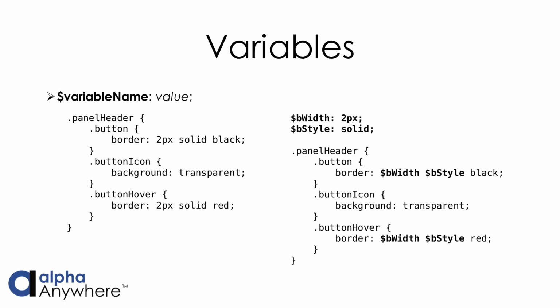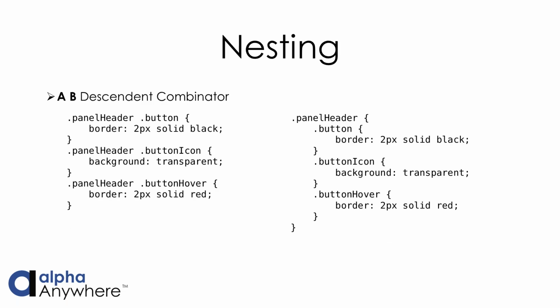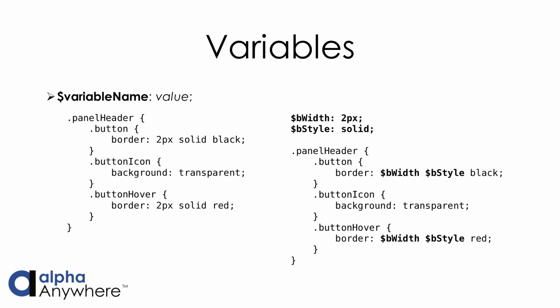So on the left here, we have that nested construction of the panel header from the previous slide. And what I've done here on the right is I've taken the 2px border width definition and put it into a variable called bwidth. And I've also taken the border style, which is solid, and put it inside a bstyle. And I've replaced that on the right with those variables. So border bwidth bstyle black, and then down in button hover, border bwidth bstyle red.